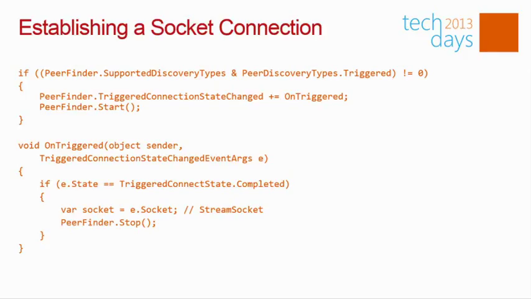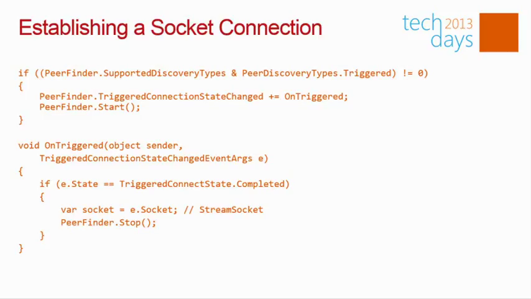If I determine that the device I'm running on does indeed support tap and connect, then the next step is to register a handler for a special event named TriggeredConnectionStateChanged. This is the event that will fire when another device that supports this type of discovery is tapped against your device. In fact, it fires not just once, but several times. I'll say more about that on the next slide.